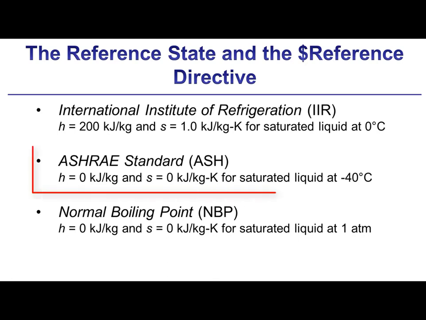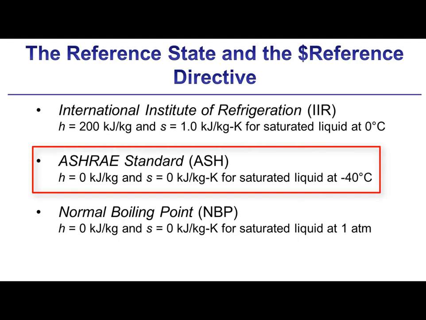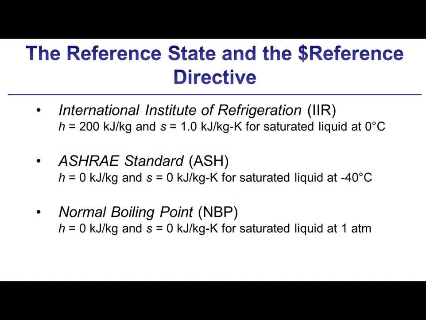The ASHRAE standard reference state is indicated by ASH. The ASH reference state sets the value of specific enthalpy and specific entropy equal to 0 for saturated liquid at negative 40 degrees Celsius. And again, the ASH reference state therefore can't be used for fluids where the critical temperature is less than minus 40 degrees Celsius.